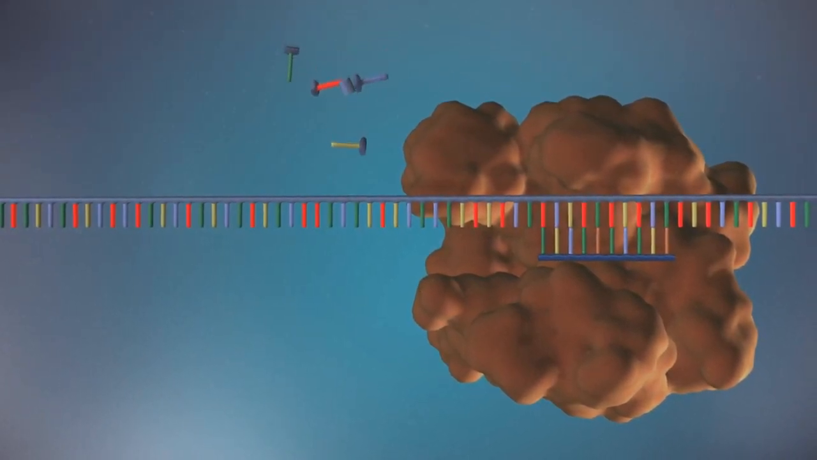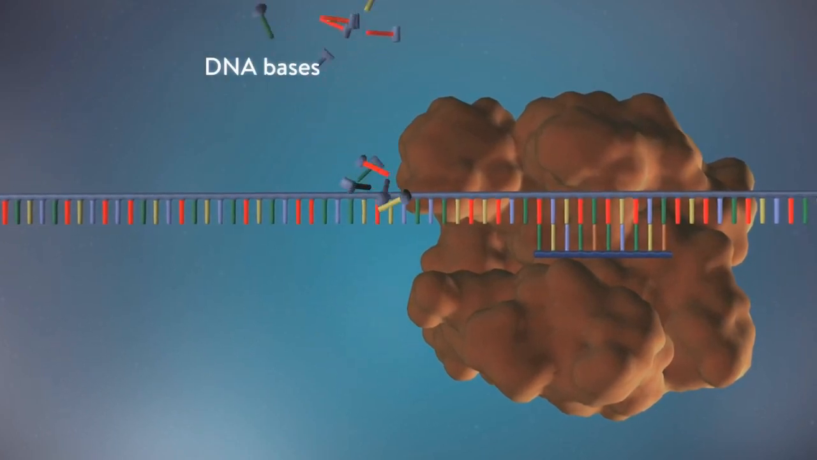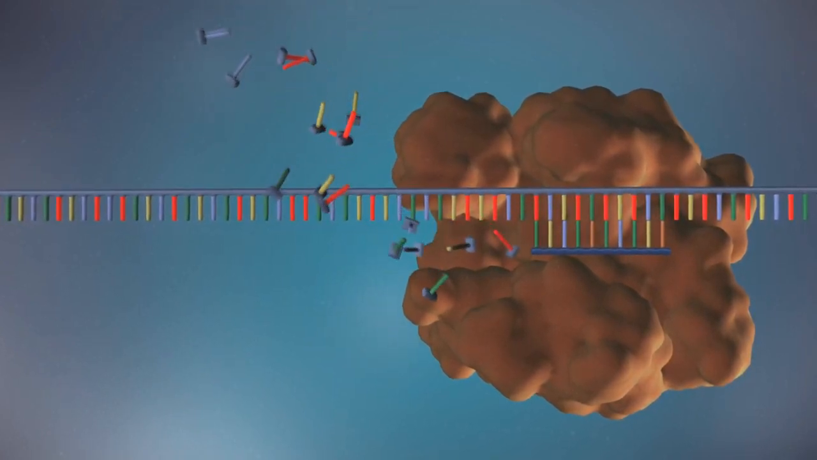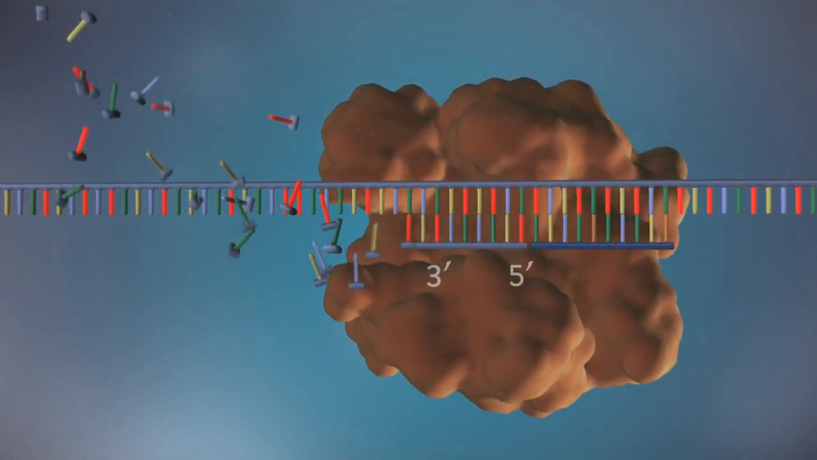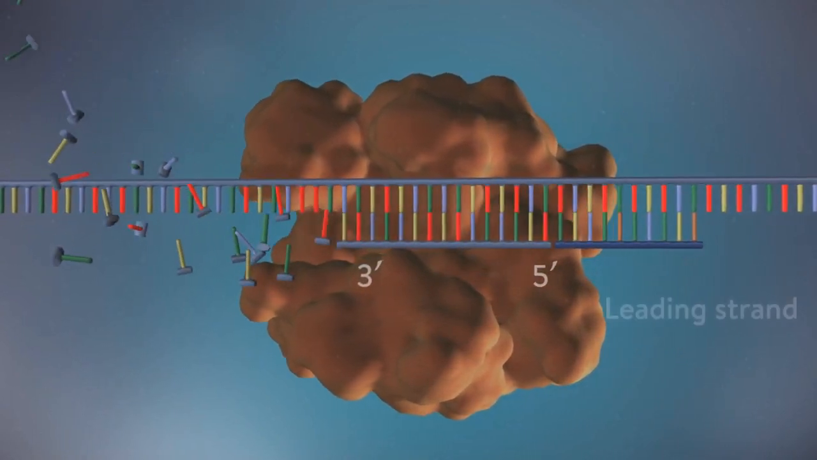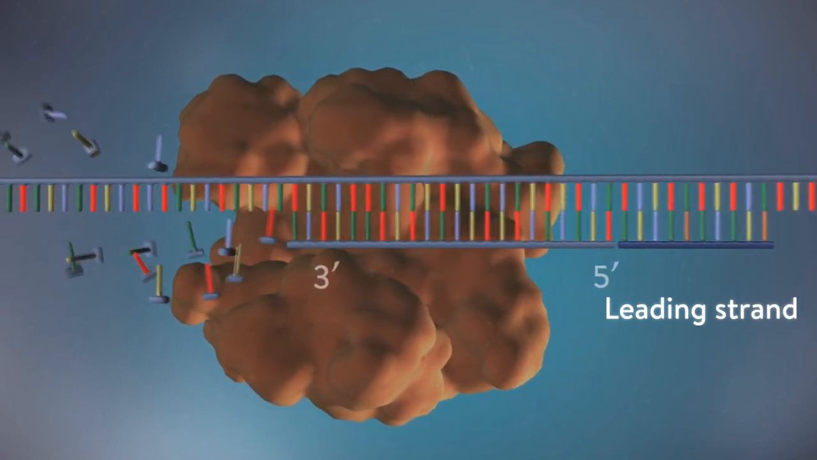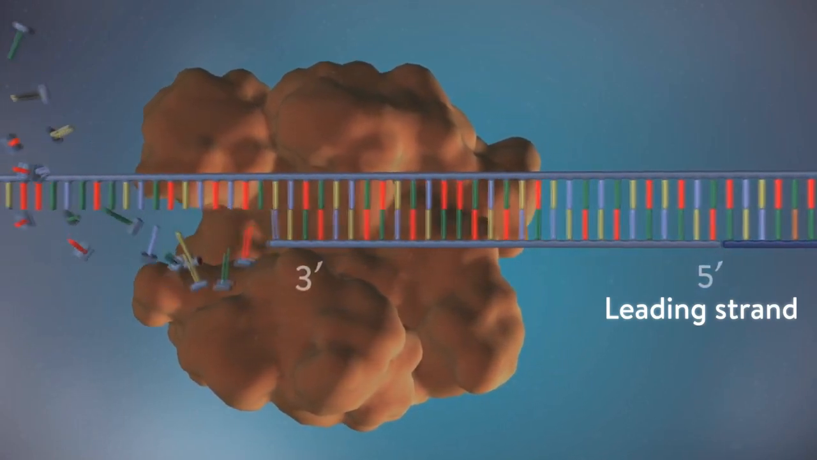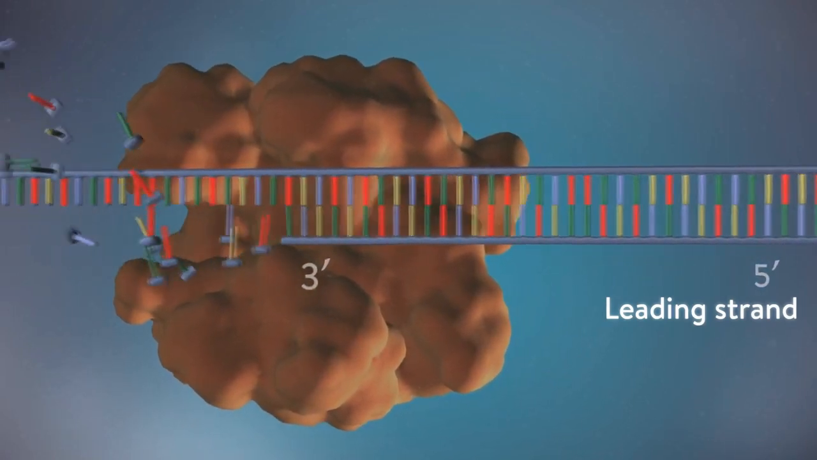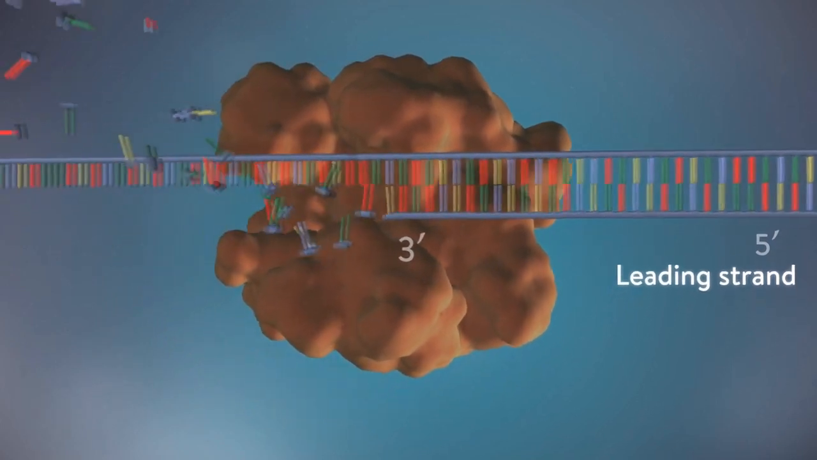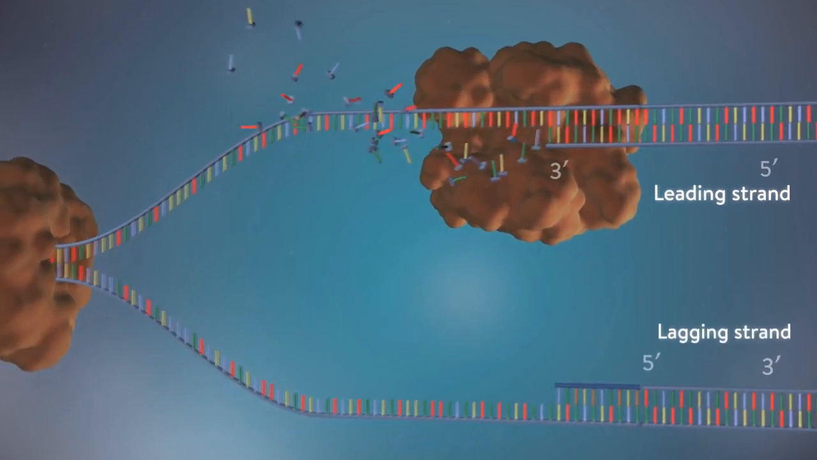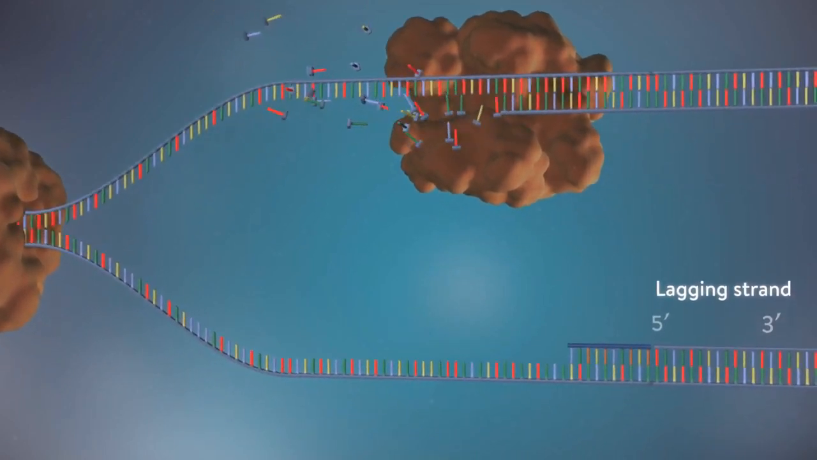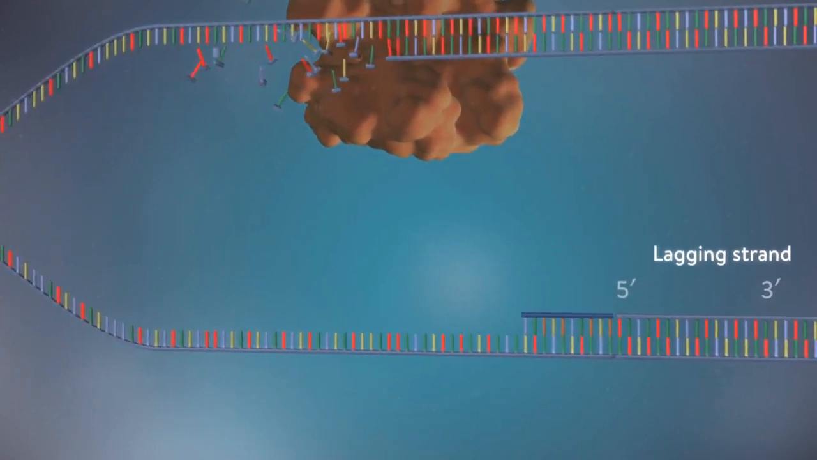DNA polymerase can only add DNA bases in one direction, from the 5' end to the 3' end. One of the new strands of DNA, the leading strand, is made continuously, the DNA polymerase adding bases one by one in the 5' to 3' direction. The other strand, the lagging strand, cannot be made in this continuous way because it runs in the opposite direction.